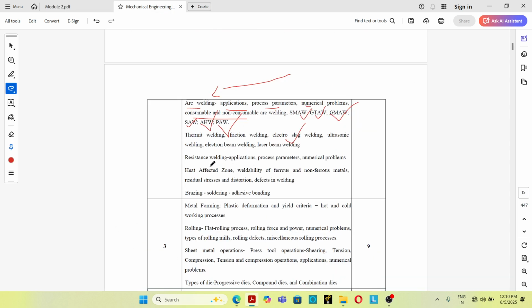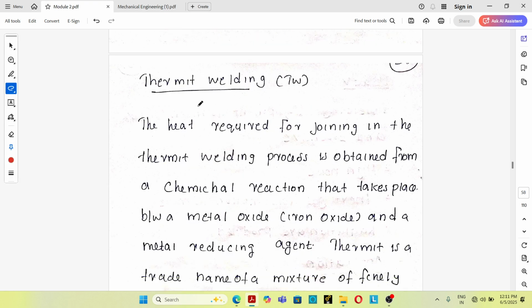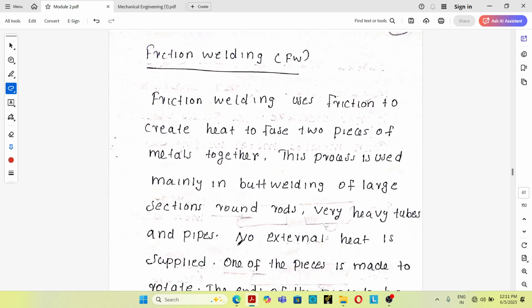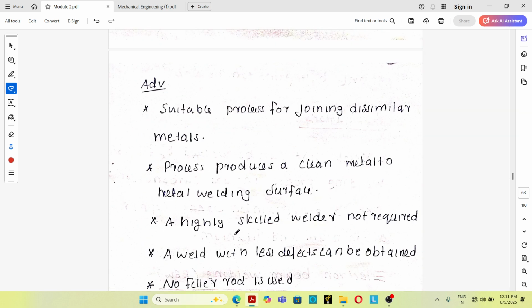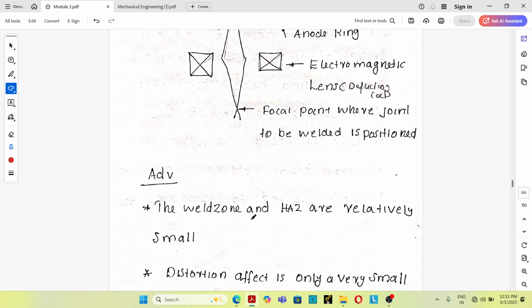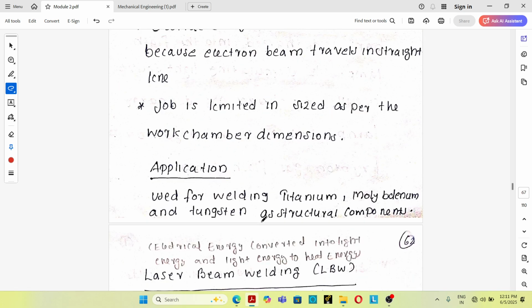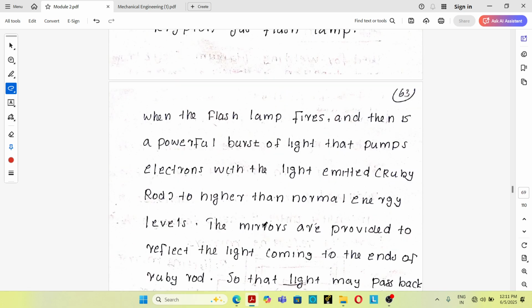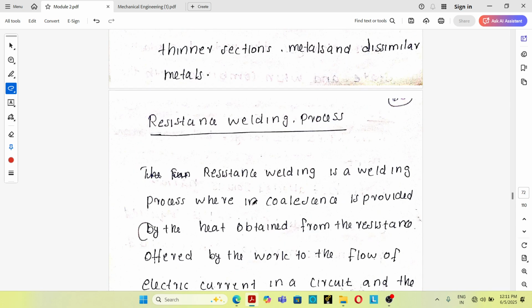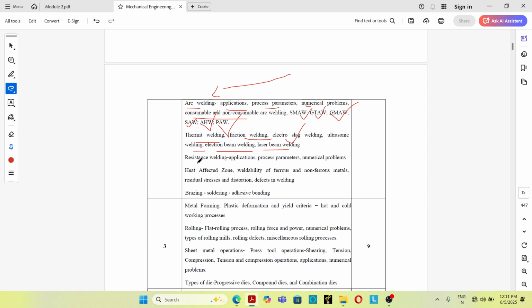Next category is thermit welding process, friction welding, ultrasonic welding, electron beam welding, laser beam welding process. So thermit welding process, we have friction welding process, electron beam welding process, laser beam welding process, the next one is resistance welding.